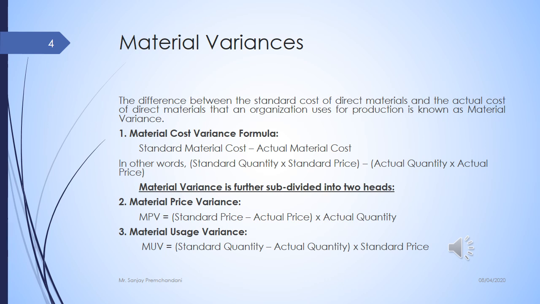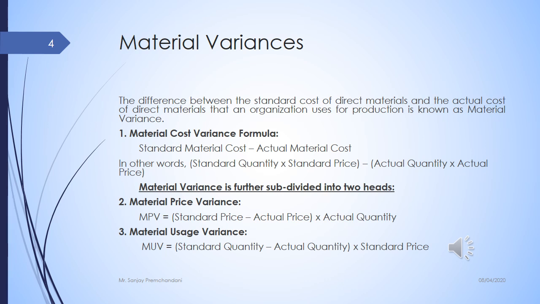Material variances. What is material variance? It is the difference between the standard cost of direct material and the actual cost of direct material. So material variance means the difference between standard cost and actual cost of the direct material that an organization uses for production. I am using a simple example. Suppose the standard cost of material is 1000 and the actual cost is 800. So 200 will be the variance and it will be favorable.